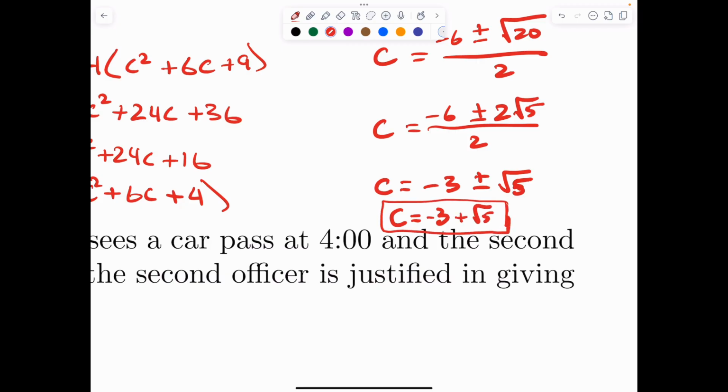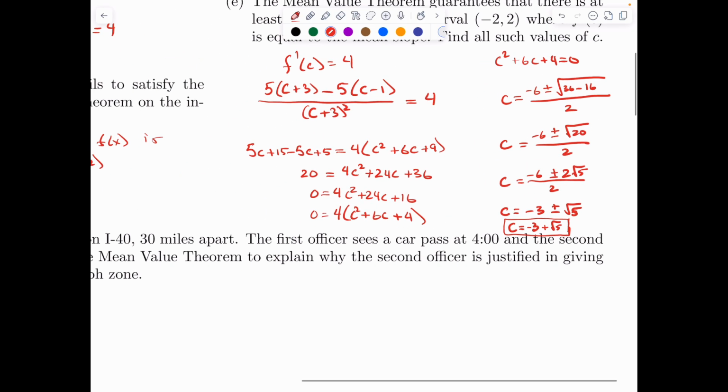You can double check that that's in my interval, but the radical 5 is a little bit over 2, and so negative 3 plus radical 5 will be somewhere between negative 1 and 0. So that's going to be my answer there.